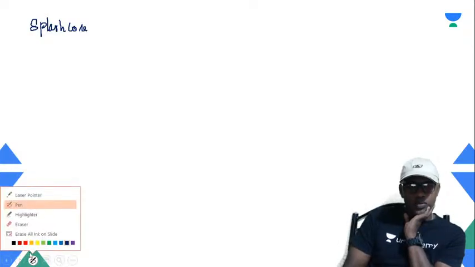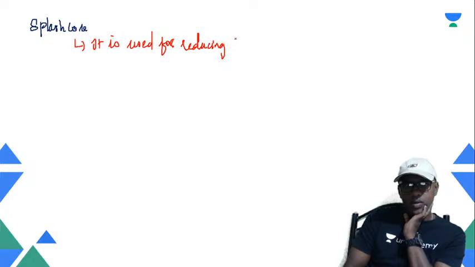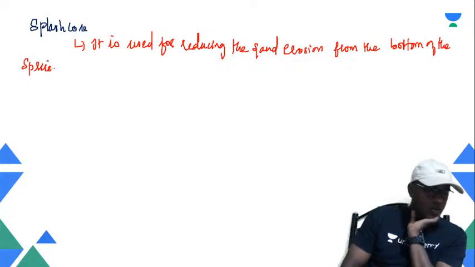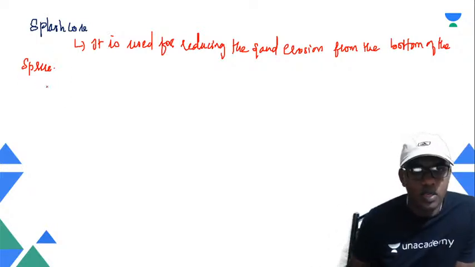It is used, look at this line. This is used for reducing sand erosion from the bottom of the sprue. Fantastic of you guys. That's nice. Rahul, Shambhu, Shubham, you guys are doing fantastic.